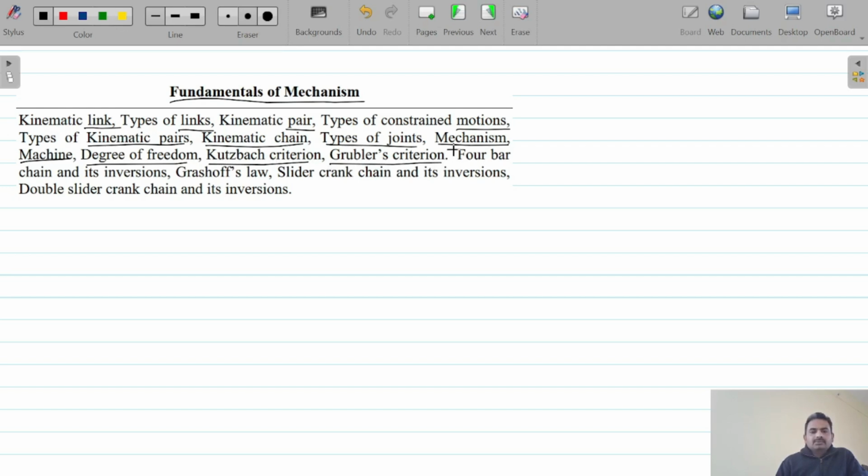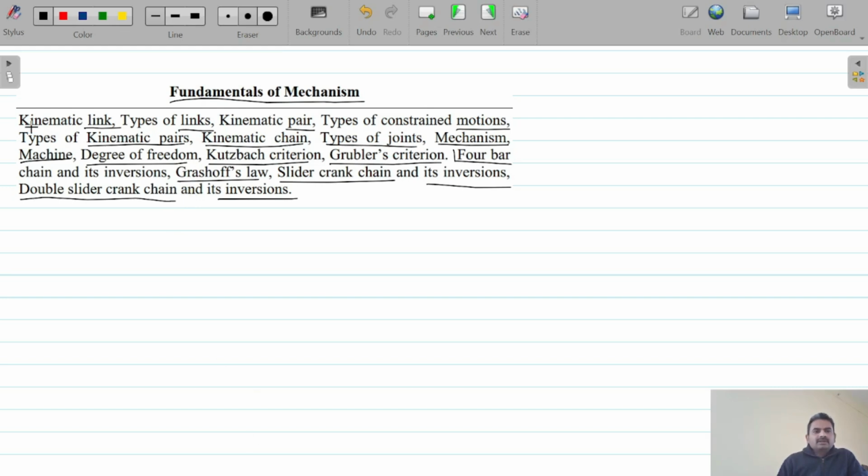After that, we have to do the complete understanding of 4-bar chain and its inversion, then Grashof's law, slider crank chain and its inversions, then double slider crank chain and its inversion. So this is the content of our first unit.